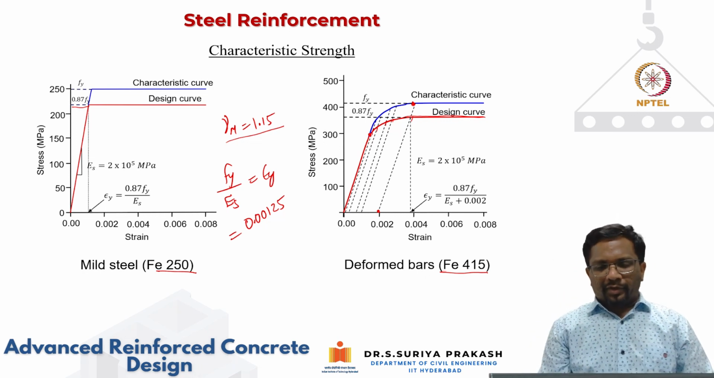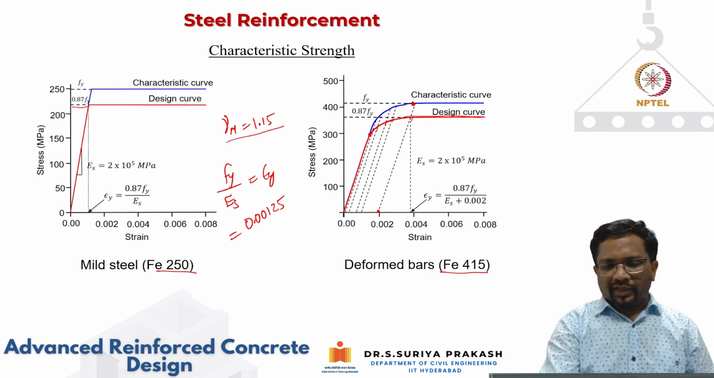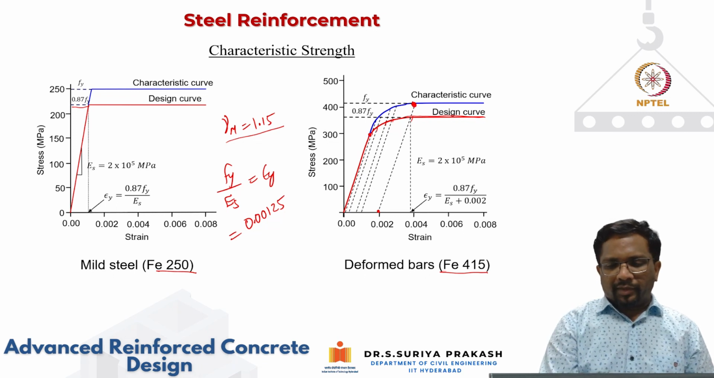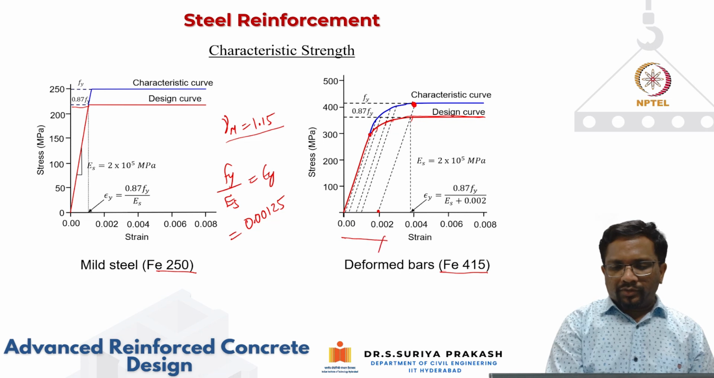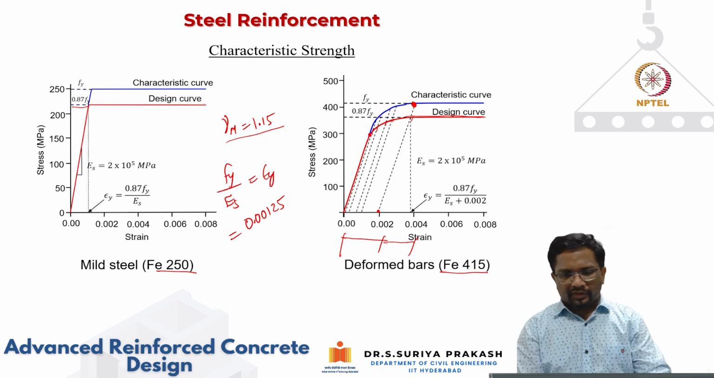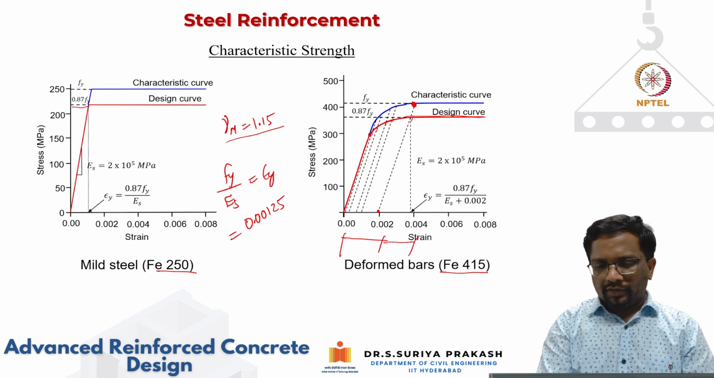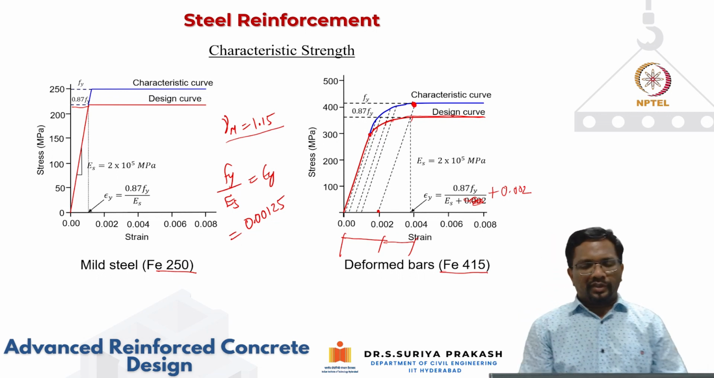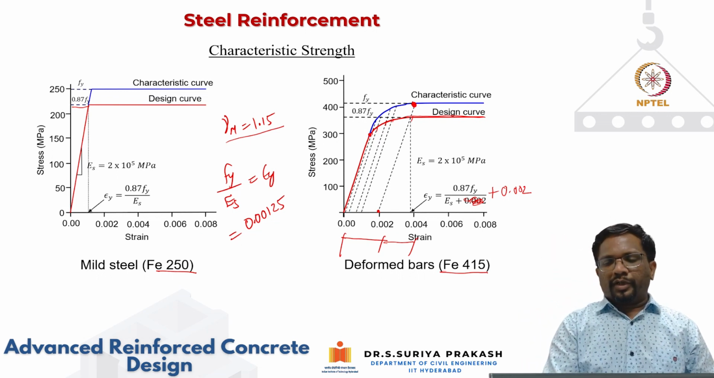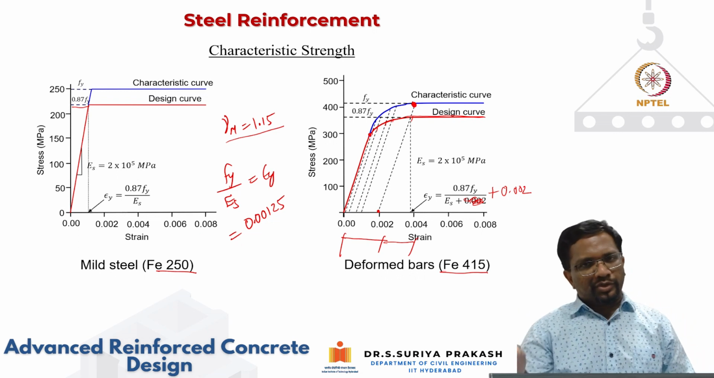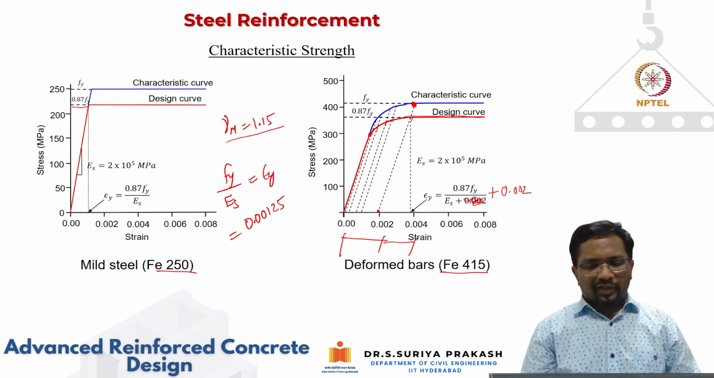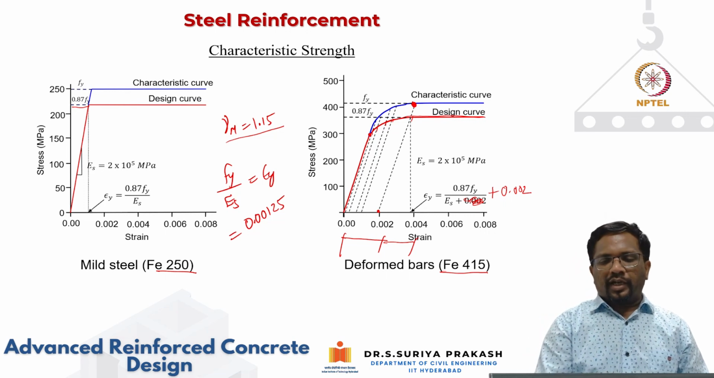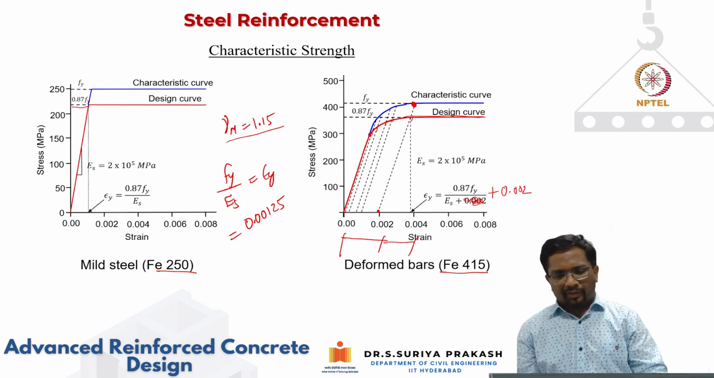Again, for design purposes, my yielding is actually defined at this point. That can be calculated as 0.002 plus this slope, which is what we are writing here. It is going to be 0.87 Fy by Es, which is 200 gigapascal, plus 0.002. So depending upon the grade of steel, the yield strain I use for design is also going to increase. Higher the grade of steel, higher will be the minimum yield strain that I should satisfy in my design.